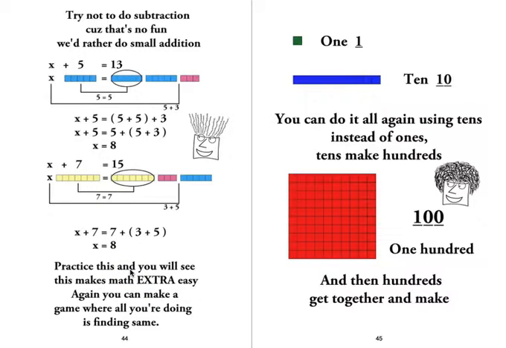Practice this and you will see that this makes math extra easy. Again, you can make a game where all you're doing is finding same. So you could make it where you have some stuff on this side and some stuff on this side, and they have to find stuff that's same. And you could actually start off where you don't even have an x, where you just have make 15, and over here you have a 7 and an 8. So they have to build 7 and 8 to make 15. Right?